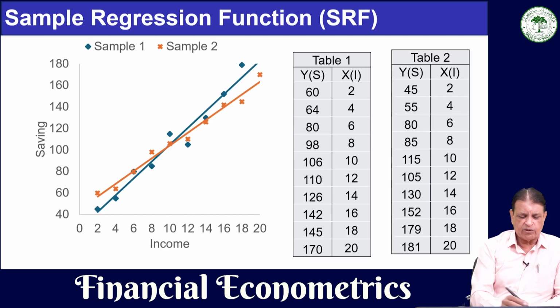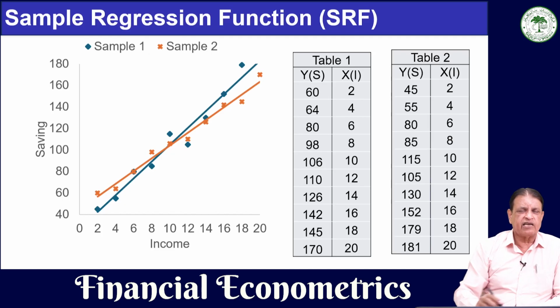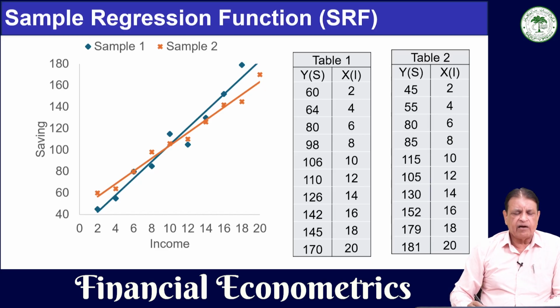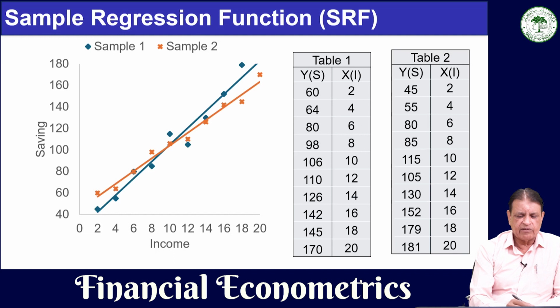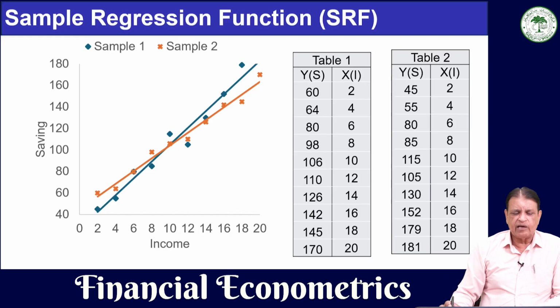When we actually plot this on a graph, taking saving on this axis and income on the other, we will get scatter values, and through these scatter values we have to fit a line or curve. What is the rationale of fitting a line or curve? I'll tell you in a moment. But this is the sample regression function, and we have two samples. Now if you join it here, it will give you the intercept, and this is the slope.